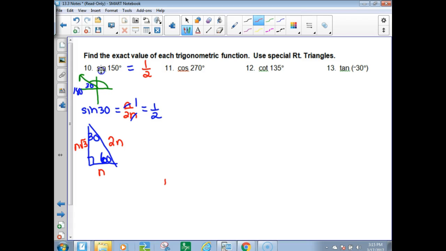Okay, all students take calculus. Sine is positive in quadrant 2. So we have the right answer. It's 1/2.